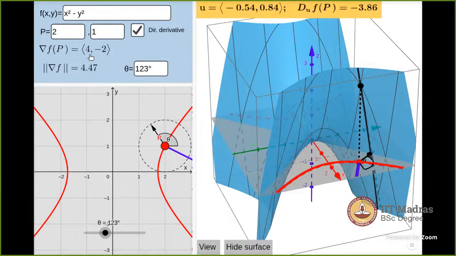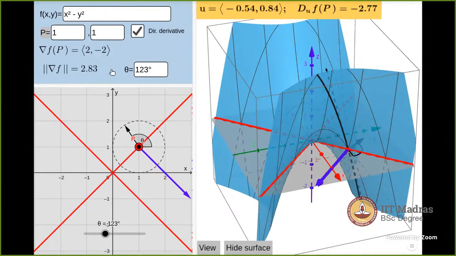So this is 4 comma minus 2. This is the gradient. If you calculate the gradient of this function at 2 comma 1, what we will get? This is 2x comma minus 2y. So if you put the value 2 comma 1, you will get 4 comma minus 2. Correct? So if I change this to 1, what will the gradient vector be? This is 2 comma minus 2.